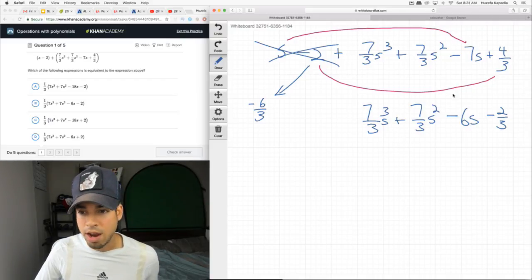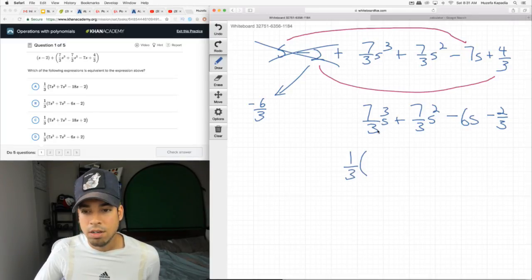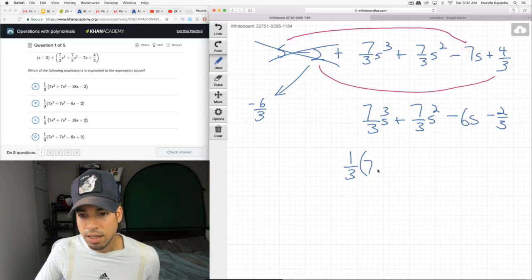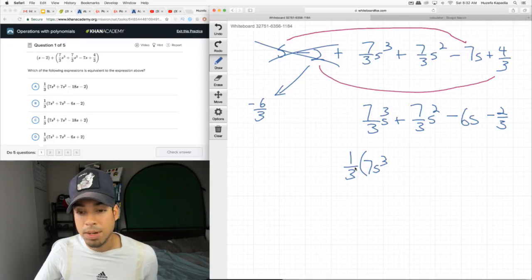Now I'm going to extract a 1/3 out, because all of these can be divisible by, or we can factor out a 1/3 out of all of these. So I'm going to factor out my 1/3. Now, when I pull a 1/3 out of this, it's like dividing this by 3. And what we're going to have left inside is a 7s cubed. So think about it. Not dividing it by 3, dividing it by 1/3, excuse me. The way to think about it, if you've done this correctly, is if we redistribute this 1/3, it would go back to 7/3 s cubed. So therefore, we've done it correctly.